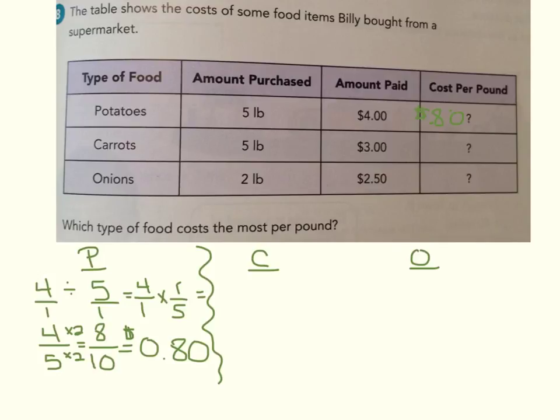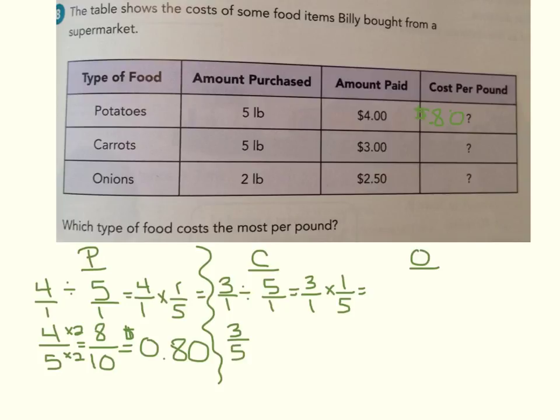Now let's find out how much it costs per pound for carrots. It says it was $3 for 5 pounds, so you take the total amount paid, which is $3, divide it by the amount purchased, which is 5 pounds. Keep the first fraction, flip the second fraction, change to multiplication. So 3 times 1 is 3. 1 times 5 is 5.